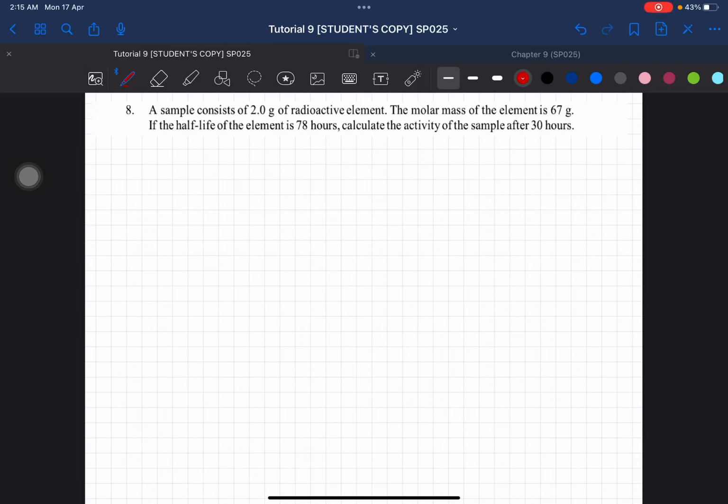Question 8. A sample consists of 2 grams, so the mass is 2 grams of a radioactive element. The molar mass is given as 67 grams. If the half-life of the element is 78 hours, calculate the activity of the sample after 30 hours.